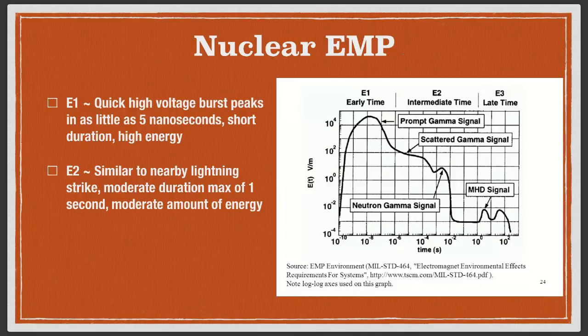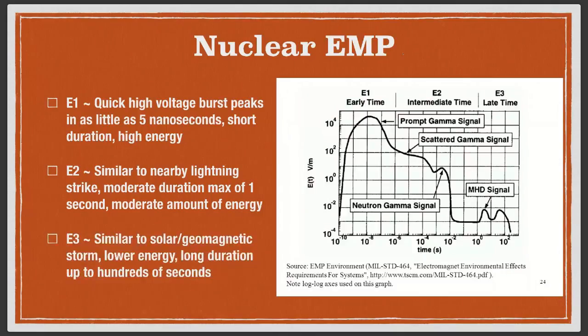And then E3 is similar to a solar or geomagnetic storm. It's lower energy, but it's much longer duration, up to hundreds of seconds. And E3 is most likely to affect the power grid and anything with long lengths of wire that acts as an antenna. And because of the effects of E3, it can last for a couple of minutes.